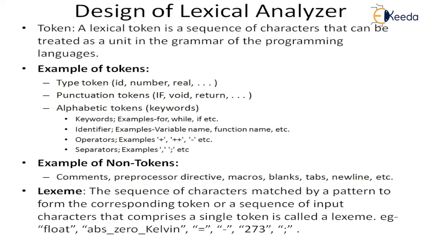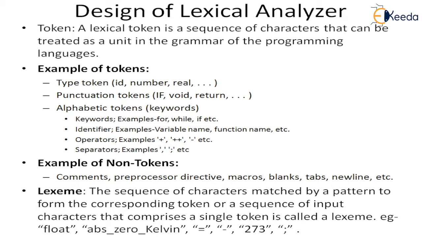A token is a sequence of characters that can be treated as a unit in the grammar of the programming language. Examples of tokens: the type of the token, whether that token is an ID, number or real. Punctuation tokens, that use some if condition, void, return, etc. And alphabetic tokens are also called keywords.